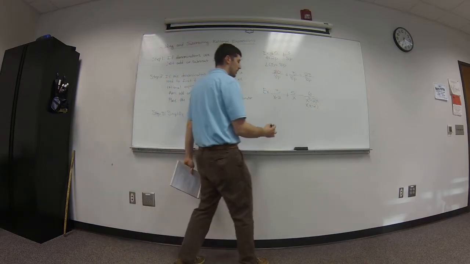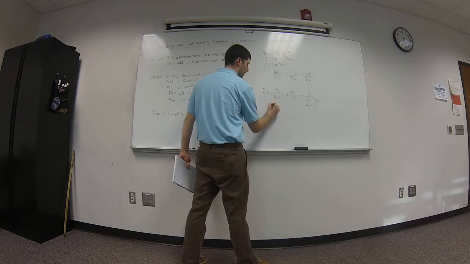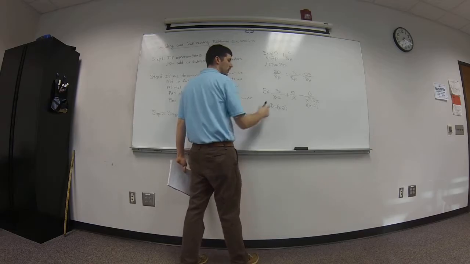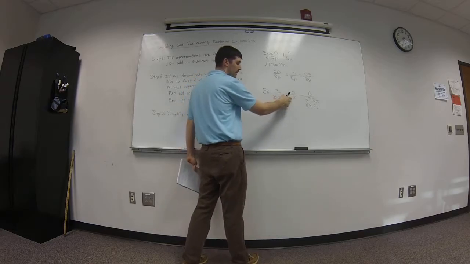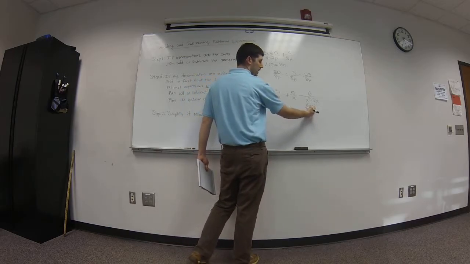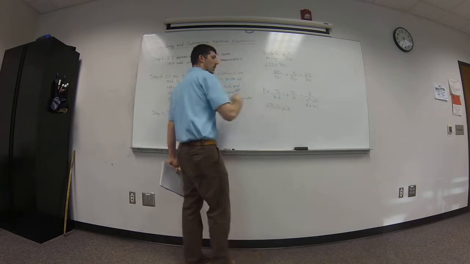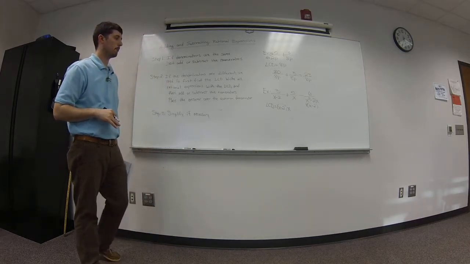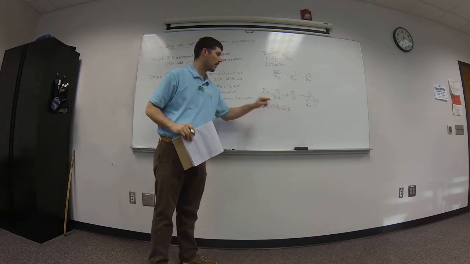All right, so my LCD, I'll write down my first factor of x minus 2. Go to my second one. I don't have an x by itself, so I must include that. Go to my third one. I have an x times x minus 2. Well, that's what we already have there. Okay, so we don't have to include anything else for that. So my LCD is x times x minus 2.